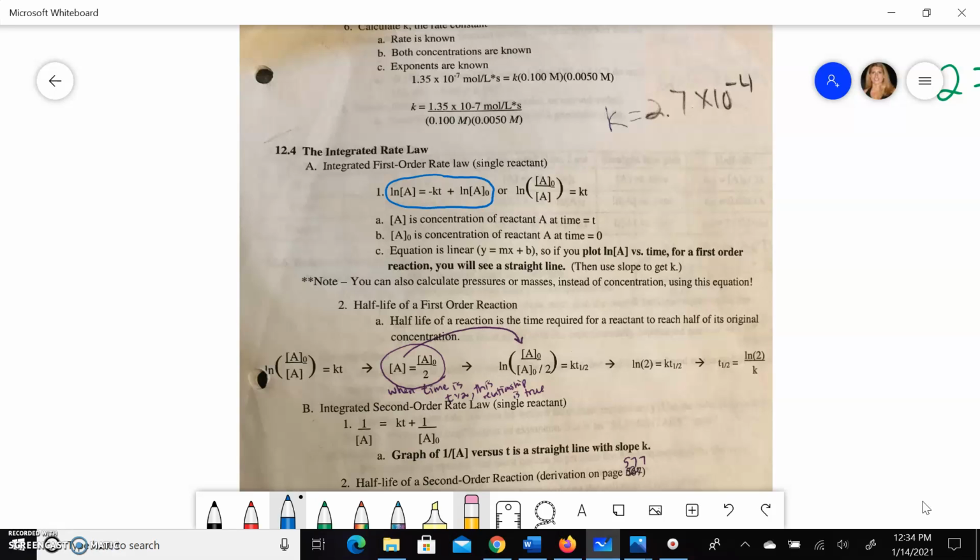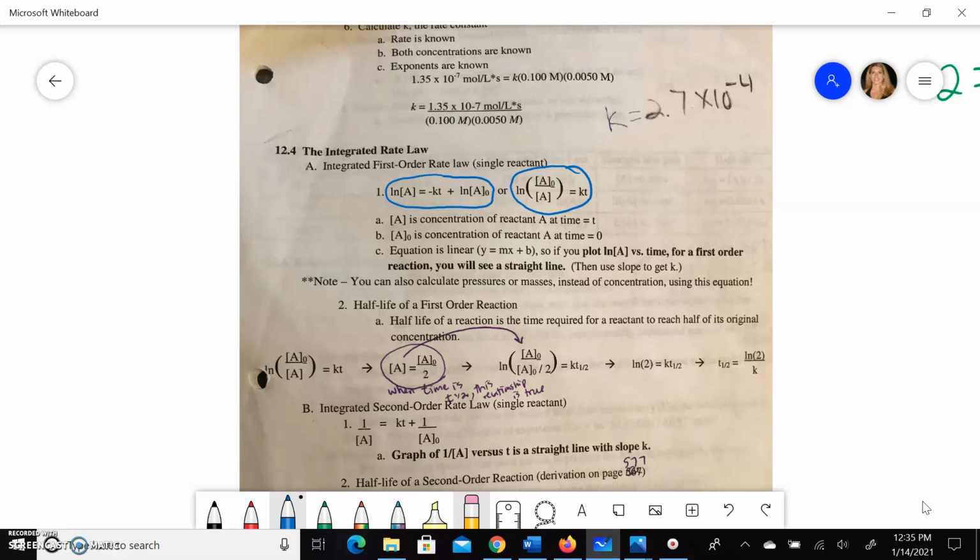You do have to know that natural log is related to first order. And then they rearranged it to get this one here. So these two are the same equations. I don't know how much you guys know about natural logs, but it's okay if you don't know how to do the math with them. You just have to know how to use this equation for this part of it.